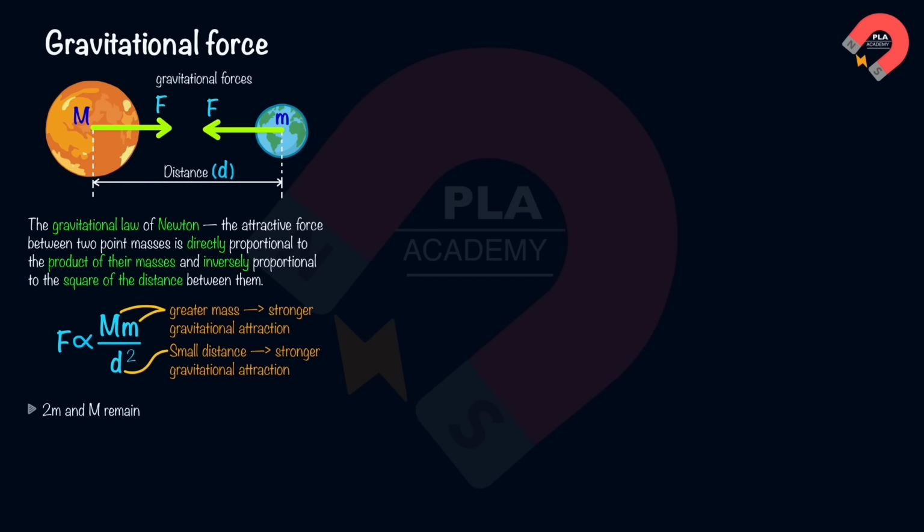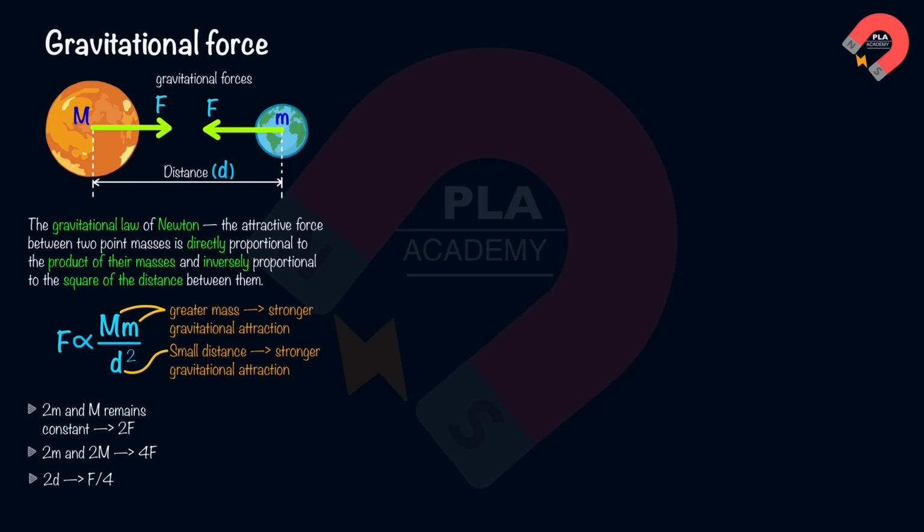If the mass of one object is doubled, the force between them is doubled. However, doubling the mass of both objects together, the force between them increases fourfold. This is because the force is proportional to the product of their masses. If the distance between two objects is doubled, the force between them is quartered.